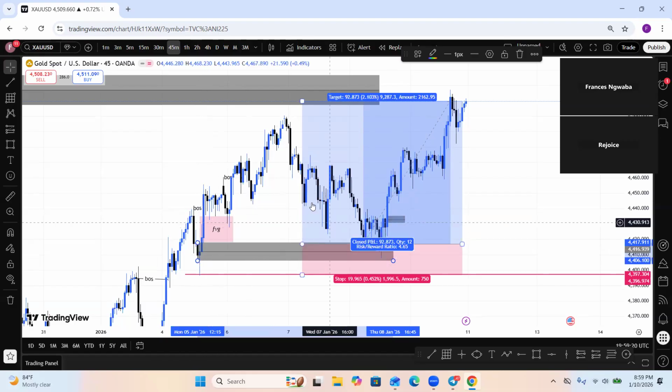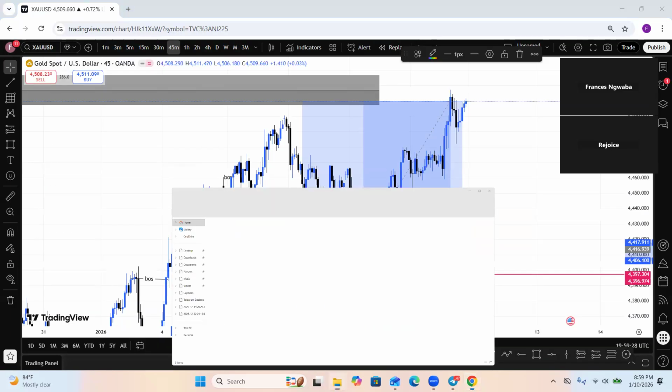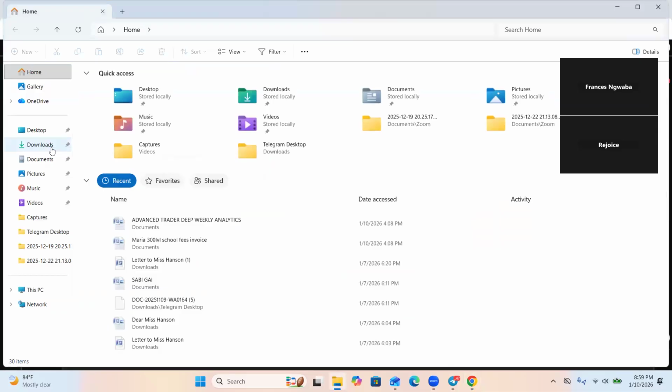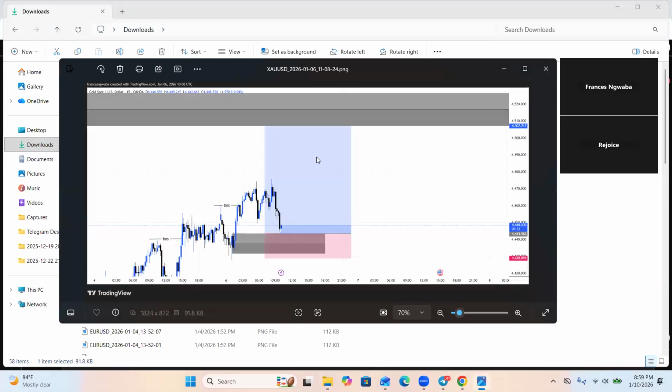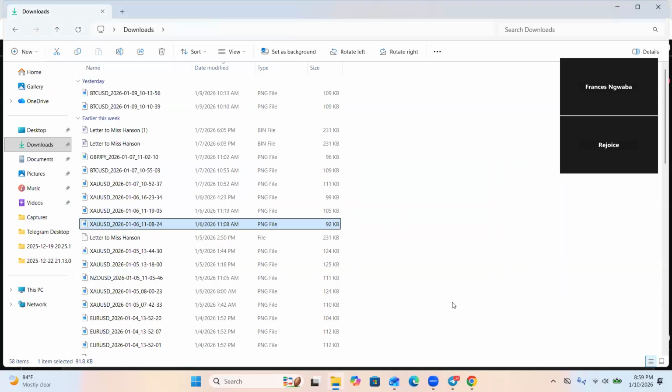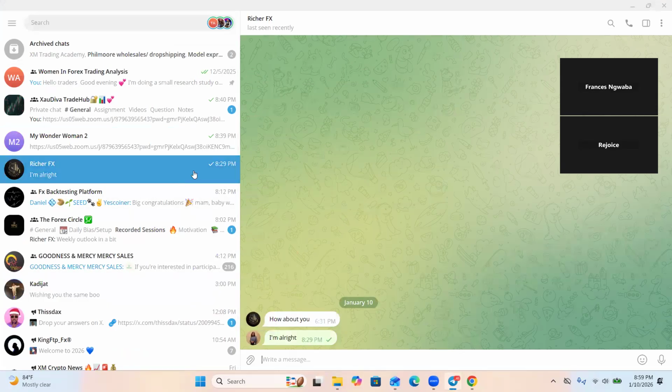So what did I do? I waited for price to come and tap into the order block. Let me check, because I normally download my images. Okay, I think this was when it tapped. Let's go to Telegram.